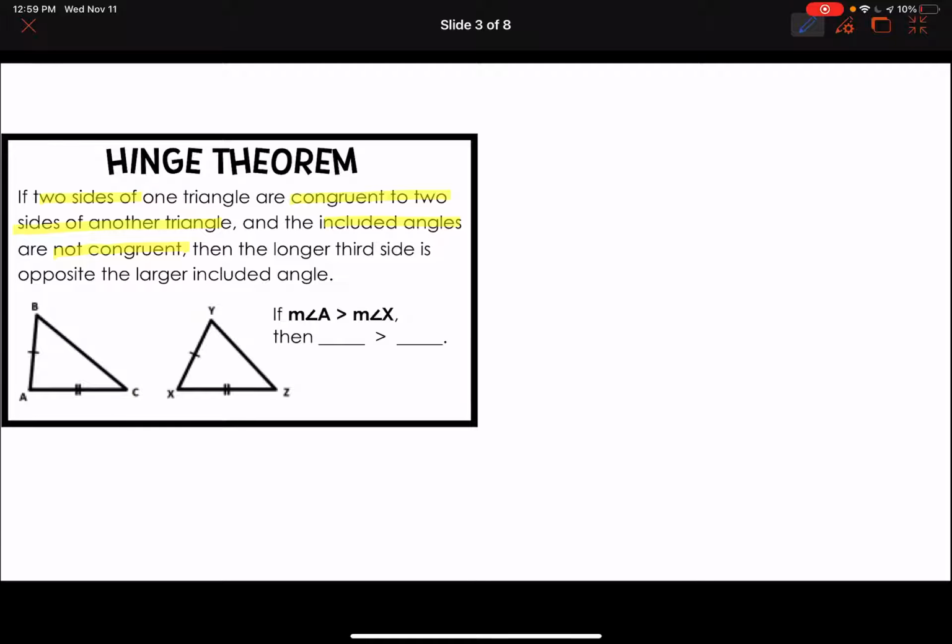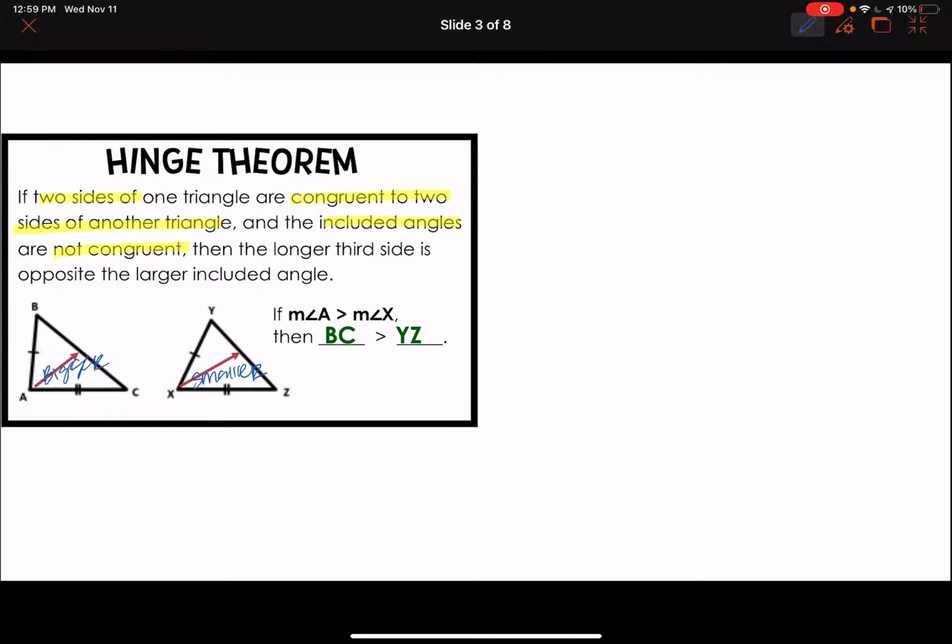Because that means if the measure of angle A, if this one is bigger, say this is the bigger one, and that means this is the smaller one, your door is not open that much. Then BC, right there, which is opposite of it, is going to be greater than YZ, which is opposite that. Pretty much, the wider the door is, the wider your entrance is.